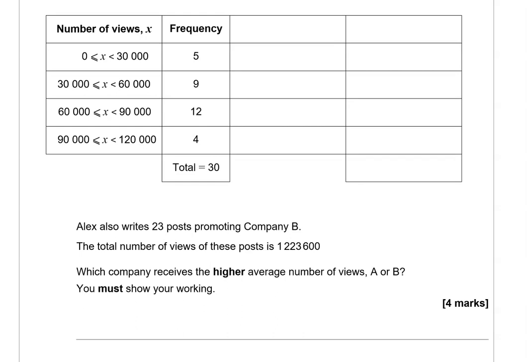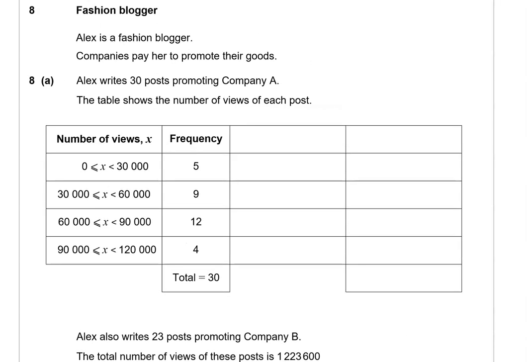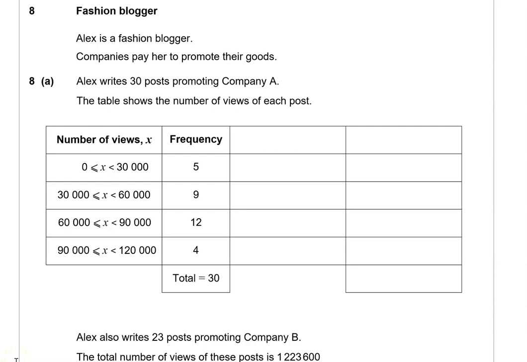Alex also writes 23 posts promoting company B. The total number of views of these posts is 1,223,600. Which company receives the higher average number of views, A or B? You must show your work. So we've got to compare the number of views for company A and company B. We're given it for company B, but we need to work it out for company A. We're given the number of views in groups. So we've got, as we said, between 0 and 30,000, between 30,000 and 60,000, and so on. So we need to find the midpoints.